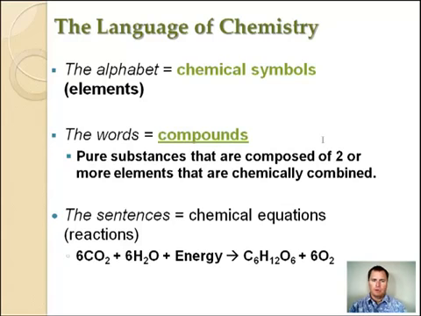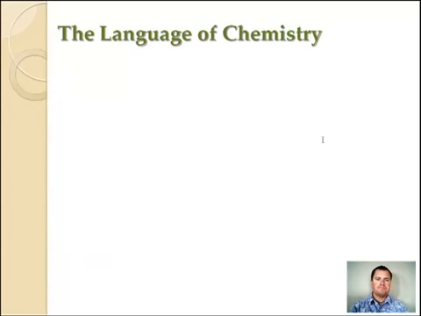Okay, here's an example of a chemical equation. This is the one for photosynthesis. Carbon dioxide plus water plus energy, which is sunlight, gives us glucose, that's C6H12O6, plus oxygen. That's our sentences that we're working up. Then once we get up to sentences, then we can go back and apply the factor labeling to them.